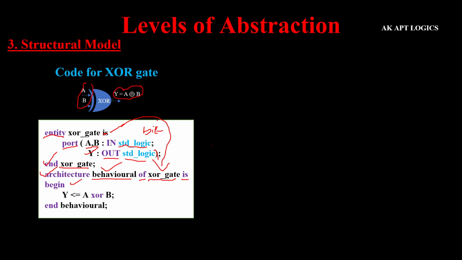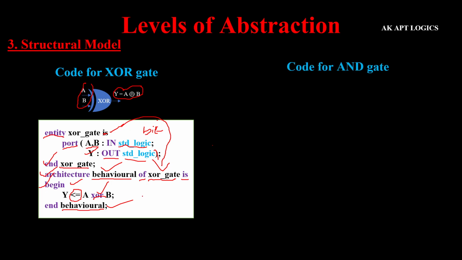We are going to begin because there are no intermediate signals in the XOR gate, right? In this XOR gate there are no intermediate signals, so we are beginning the code. Y less than or equal to; less than or equal is an assignment operator. A XOR B, XOR is an operator, right? It is a keyword. Semicolon. After that we are ending the architecture which we have started, and we are mentioning the architecture name behavioral, semicolon. We are ending it with the semicolon.